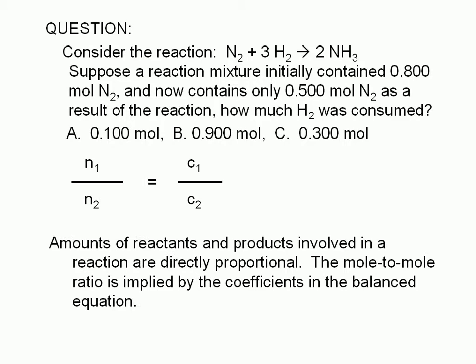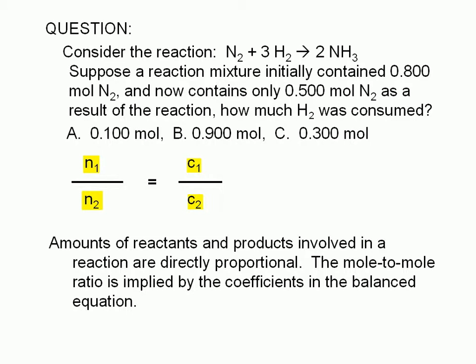The changes in the amounts of reactants and products involved in a reaction are directly proportional, and the proportionality is implied by the coefficients in the balanced equation. We can summarize this fact using the equation shown here. If substances 1 and 2 are involved in a reaction, then the ratio of the change in moles of substance 1 to the change in moles of substance 2 is equal to the ratio of the coefficient of substance 1 in the balanced equation to the coefficient of substance 2 in the balanced equation.